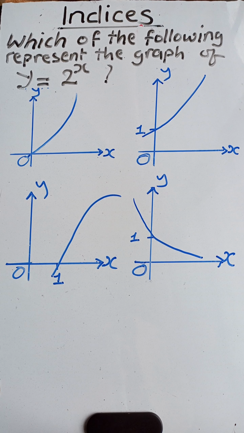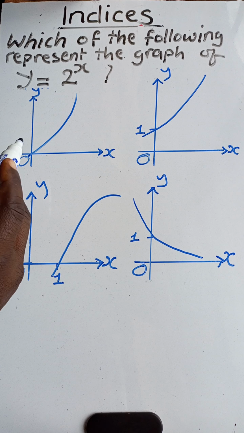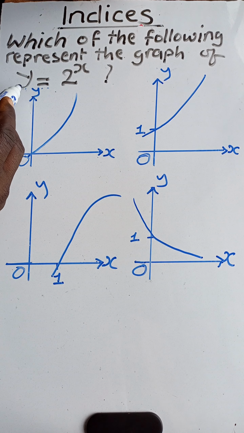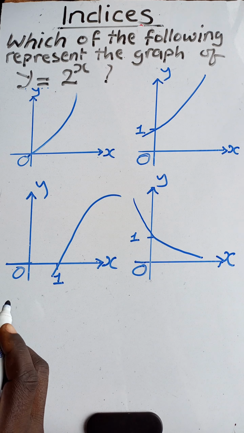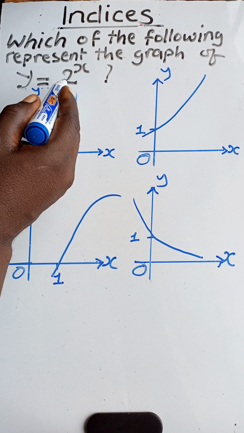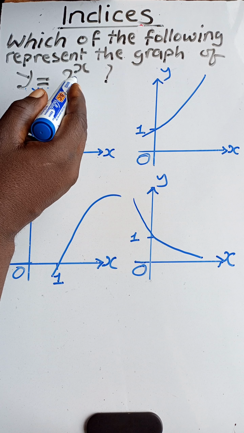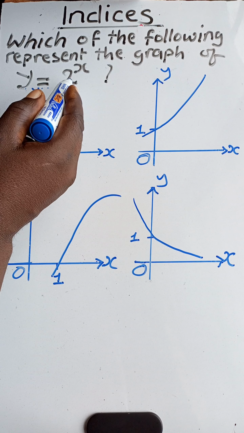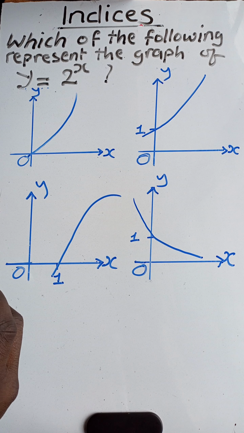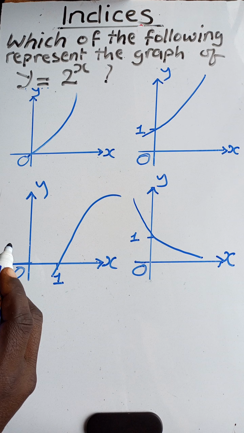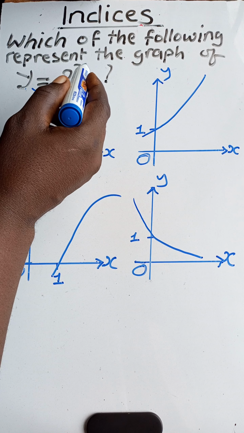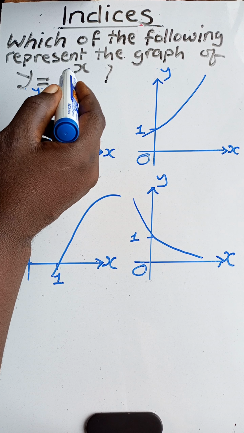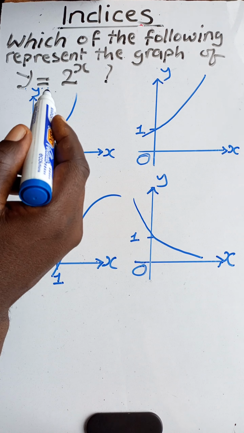We are asked to decide which of these graphs will represent the curve of the function y equals 2 to the power x. Y equals 2 to the power x is an index expression. Here the base is positive, and there is no index expression with a positive base that will give us a value 0. No matter the value of the power and no matter the sign, this expression will always give us a value that is not 0.